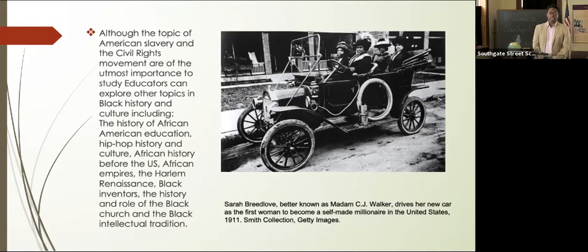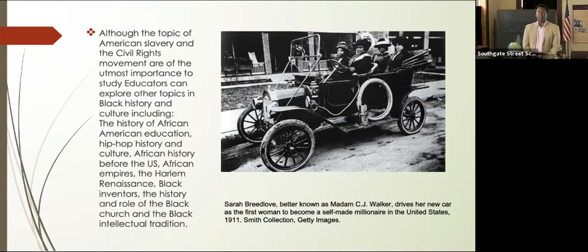The history and role of the Black church, the Black intellectual tradition. That's something people don't know about. We often think of African Americans as backward and subservient, but there's a whole tradition of Black publishing that goes back to the 1700s. Black intellectuals, people like W. E. B. Du Bois, the first African American to get a PhD from Harvard.